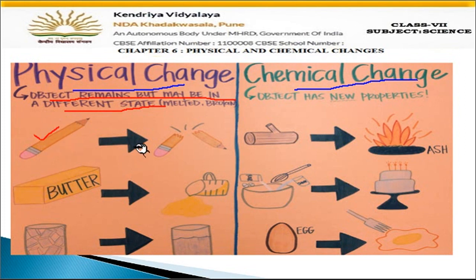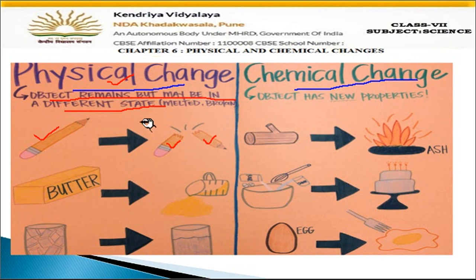Now, what change can you see here? That the pencil is broken here. Broken pencil, two pieces are shown here. This is also a piece of pencil. This is also a piece of pencil. Properties are the same. Only the size has reduced. So such type of change is called a physical change. Now, no new substance is formed. Why is it physical? Because no new substance is formed in the case.